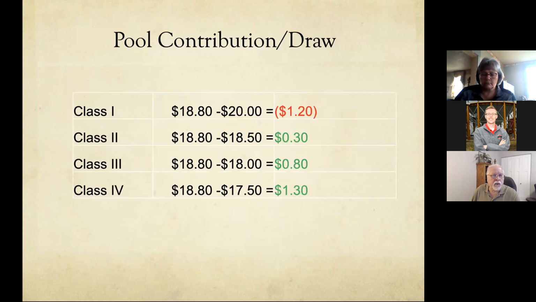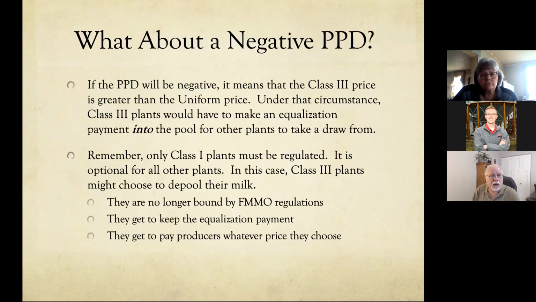But let's take a look at what happens when we have either a timing issue or a spread issue. In this case, I'm looking at a timing issue. Normally, class 1 would be contributing $1.20 and the others get to take a draw out, but it could be inverted. The PPD becomes negative. It means the class 3 price is greater than the uniform price. Under that circumstance, class 3 plants would have to make an equalization payment into the pool, not take it out. Other plants would get to draw from that.